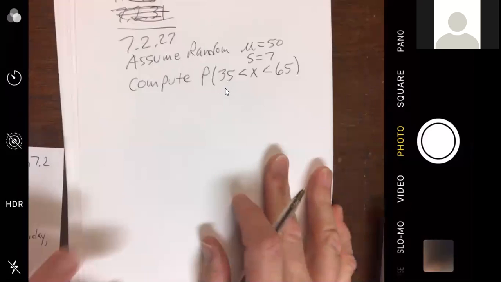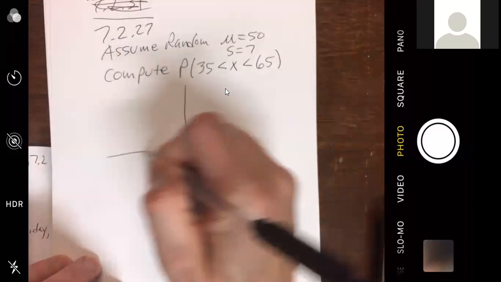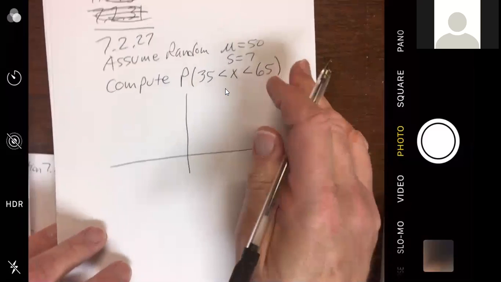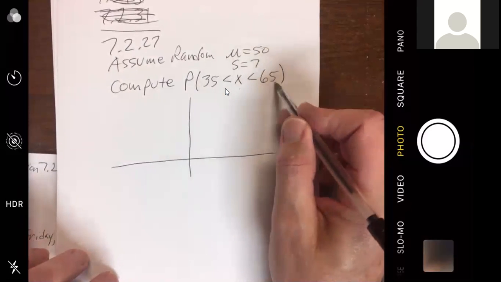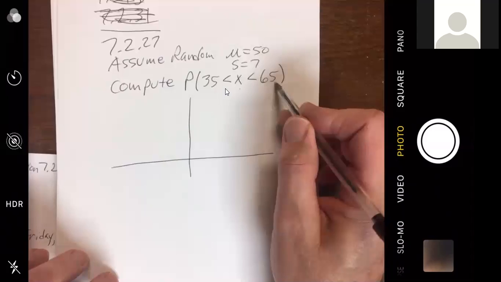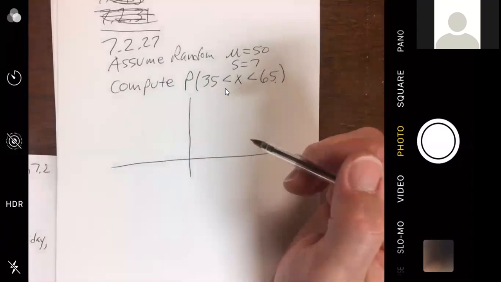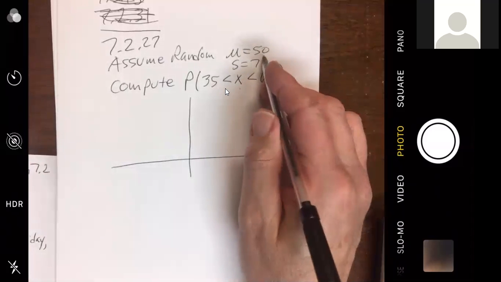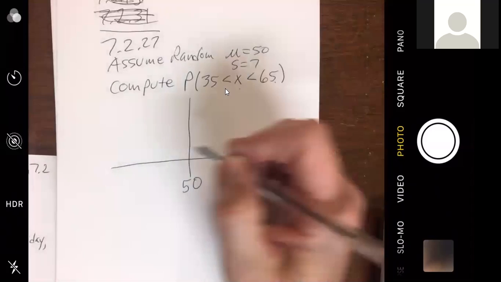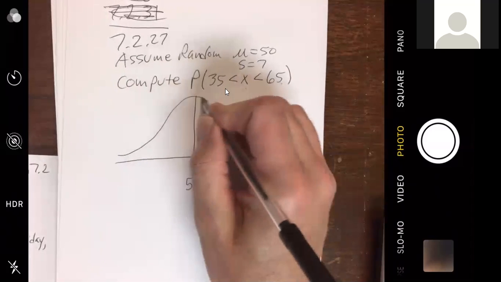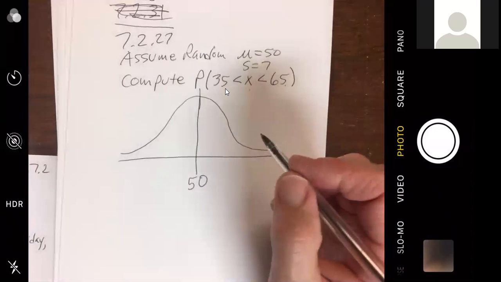So they say which of the following normal curves correspond to P of 35 less than X less than 65. So they gave a chart, they gave the diagrams, the various diagrams for me to choose which one corresponds to this. I'll sketch out what it should roughly look like, and then you can see if you can pick it out.